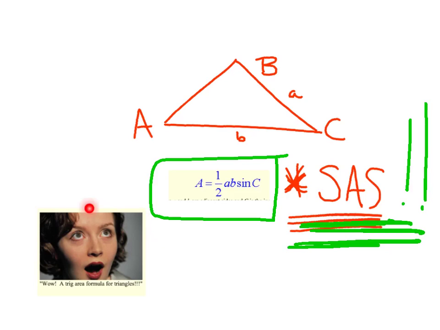And you can see how impressed this woman is here. A new formula for area of a triangle. 1/2 AB sine C given side angle side.